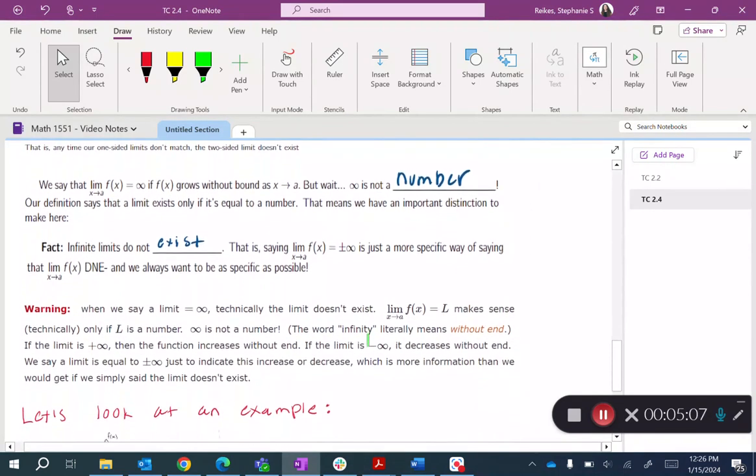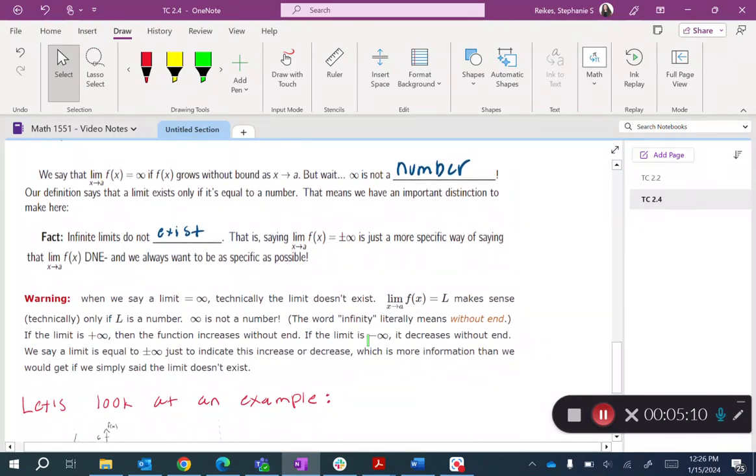All right, next let's take a look at limits that we call towards infinity. We say the limit as x approaches a of f of x is infinity if f of x grows without bounds. It just keeps on getting bigger and bigger and bigger, and we can say the same thing if it were negative infinity. But wait a second, infinity is not considered a number. Our definition says that a limit exists only if it's equal to some value or number. That means we have an important distinction to make here.